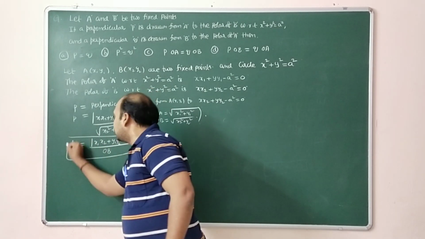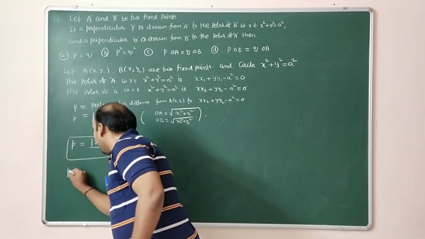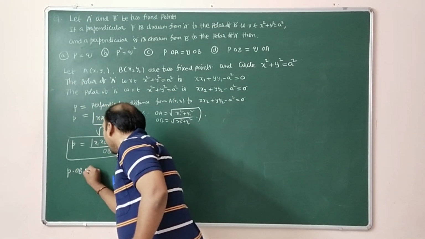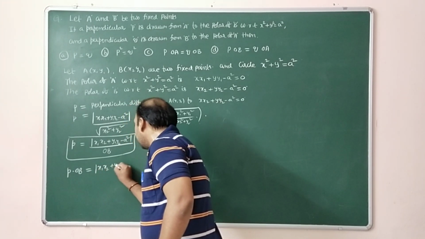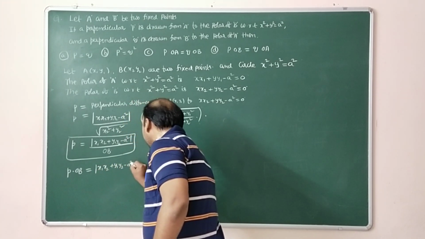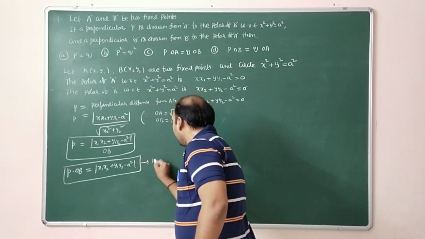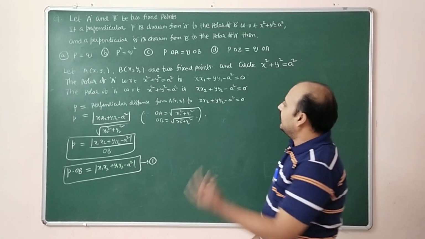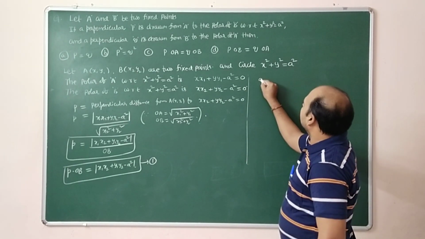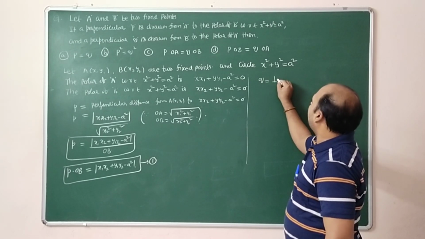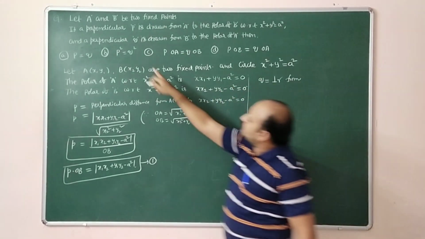You put this result in a box and cross multiply. P into OB is equal to mod x1 x2 plus y1 y2 minus a square. Equation 1. Next, one more piece of information is there. What information is there? Q is the perpendicular distance from which point?